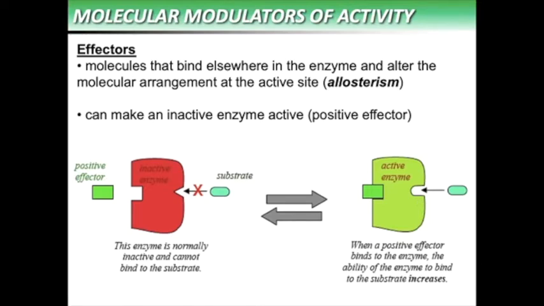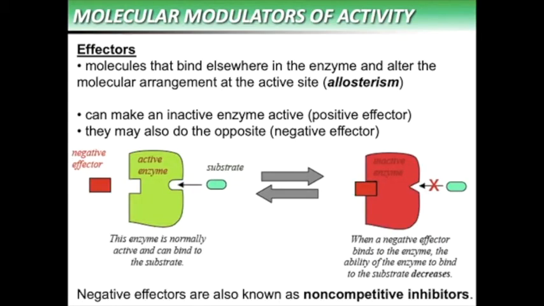We call those sorts of things positive effectors. You can also have negative effectors, and they do the exact opposite. That's something that might shut off an enzyme. And they, again, will do the same thing.